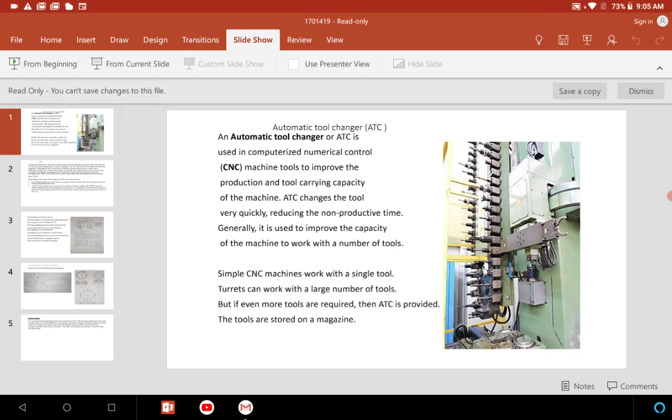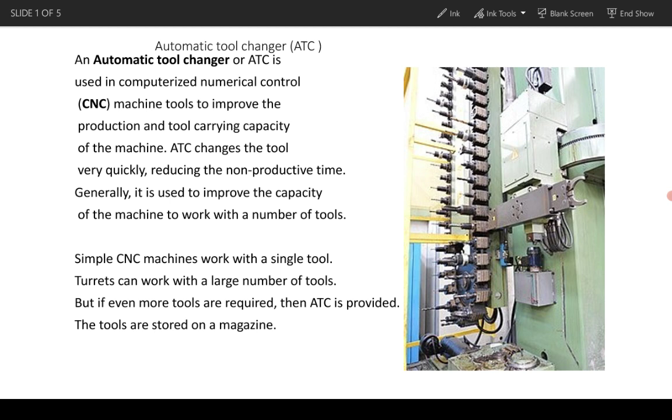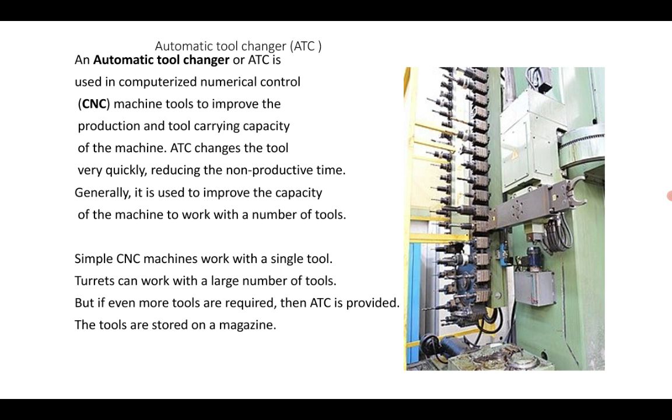You can see the diagram over here, how the tools are supported, and the tool gripper also, which grips the individual tool and helps in inserting it or supporting it on the tool spindle. So it is a computerized machine tool to improve the production and tool carrying capacity of the machine. It also inserts very quickly so that time is reduced.